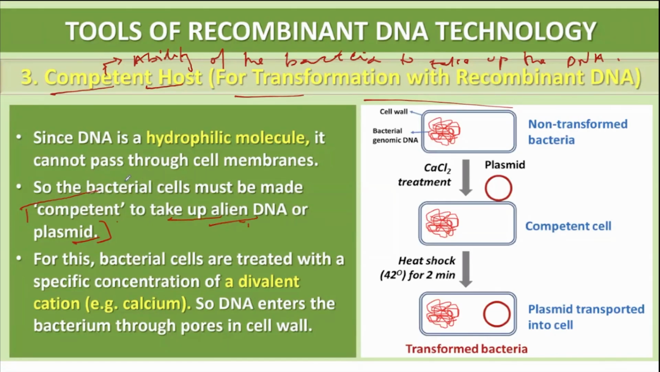Now, how to make competent cells? The process is quite vigorous and very important. For this, the bacterial cells are treated with a specific concentration of divalent cation, calcium. So the DNA enters the bacteria through pores in the cell wall. We have understood that normal bacteria are not competent. They are made competent after treating them with a specific concentration of divalent cation, calcium, and then the DNA enters the bacterium through pores in the cell wall.